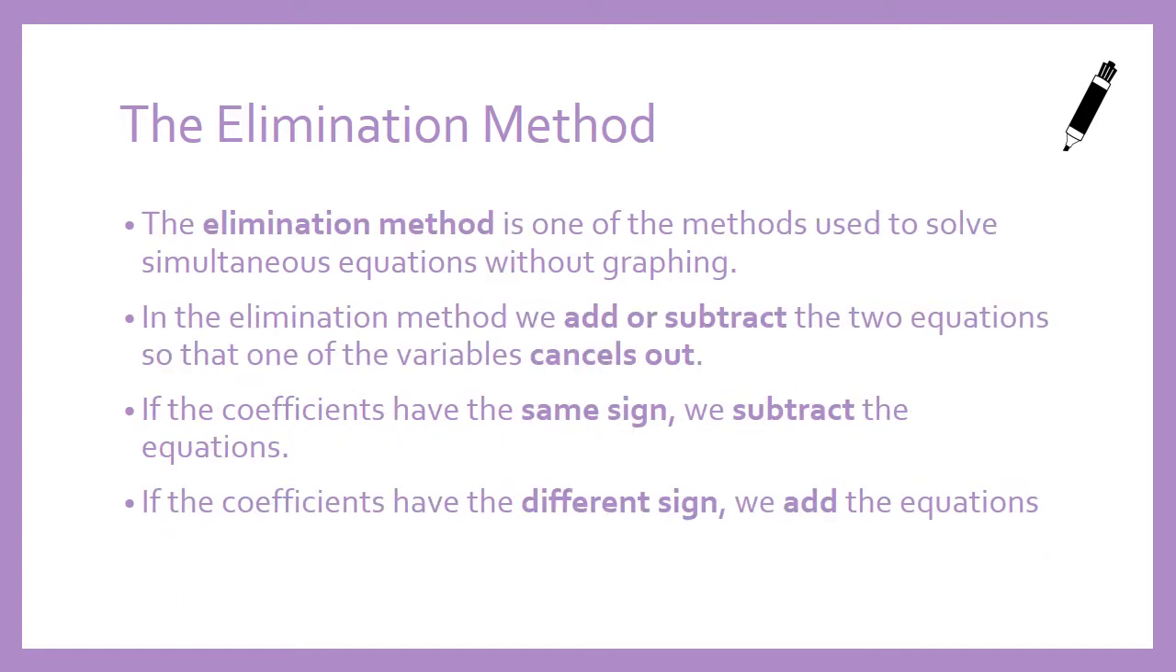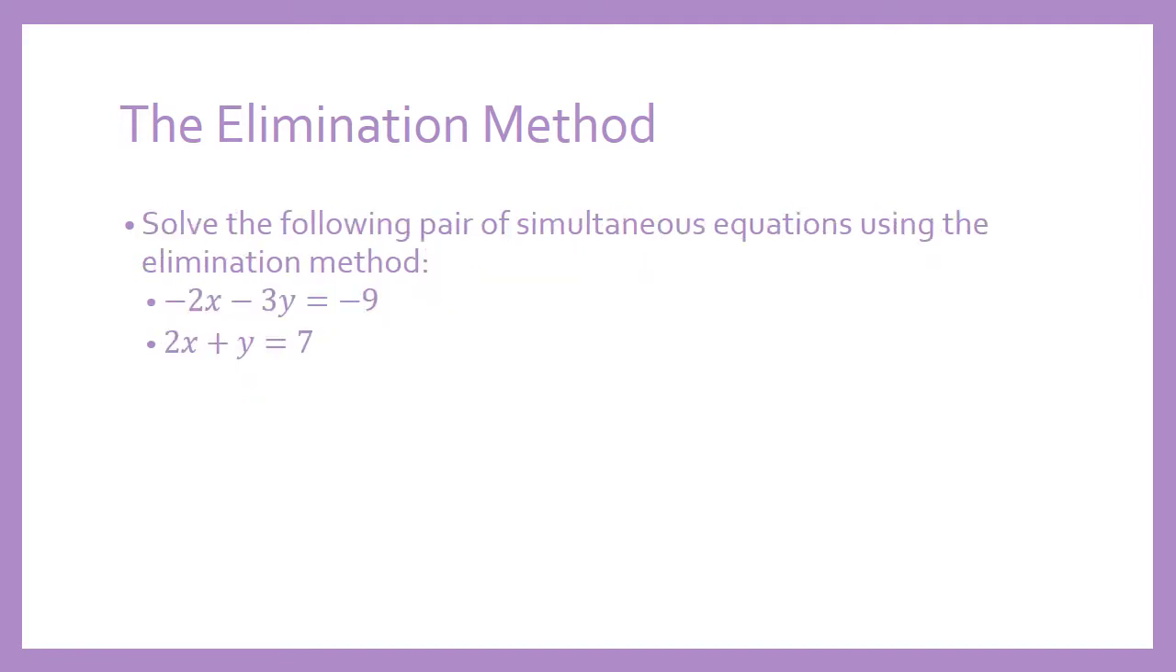The elimination method is one of the methods used to solve simultaneous equations without graphing. In the elimination method, we add or subtract the 2 equations so that one of the variables cancels out. If the coefficients in front of a variable have the same sign, we subtract the equations. And if the coefficients have a different sign, we add the equations. That's a little bit confusing just to talk about, but when we go through a problem, this will make a lot more sense.